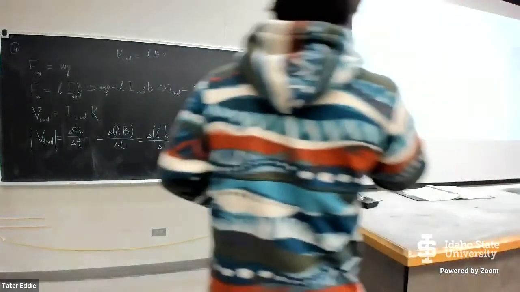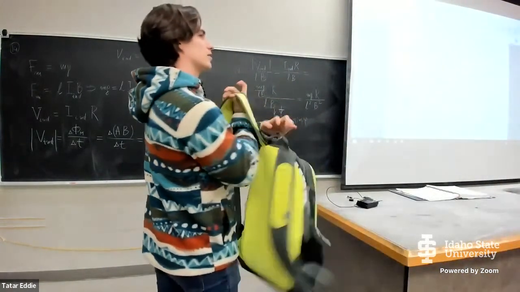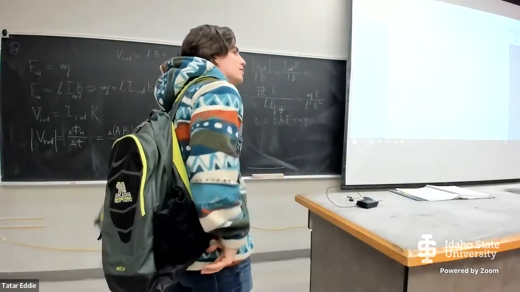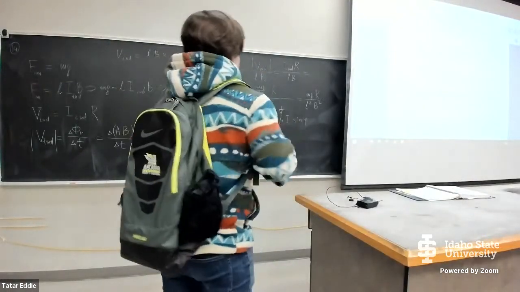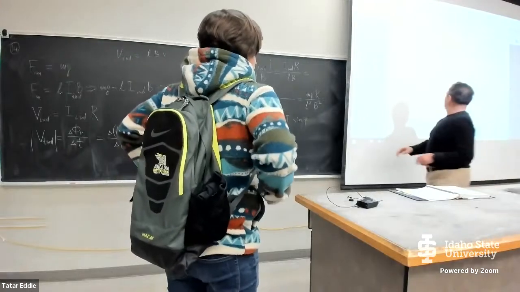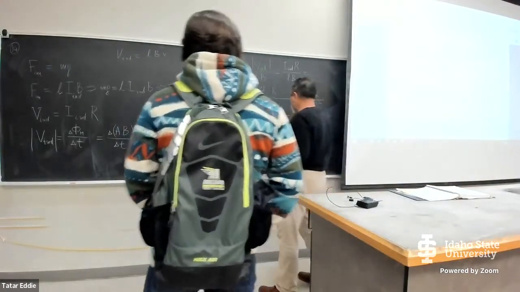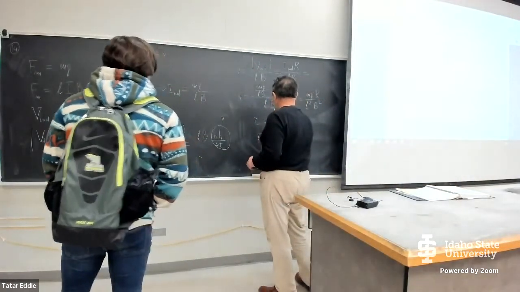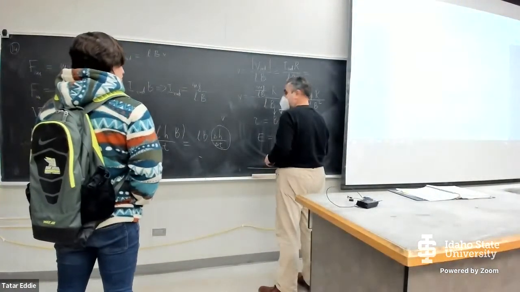So on number 8, we just use the energy equation then. The energy stored should be equal to 1/2 inductance times current squared. That's correct.